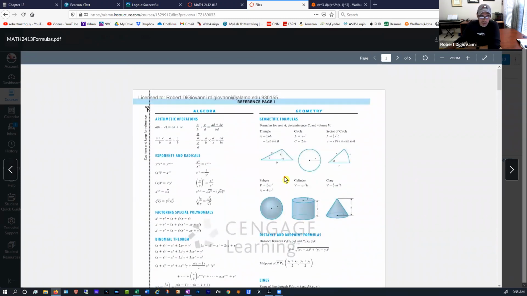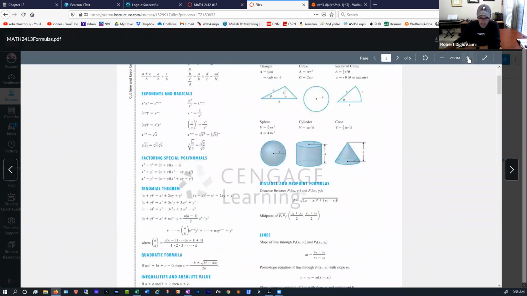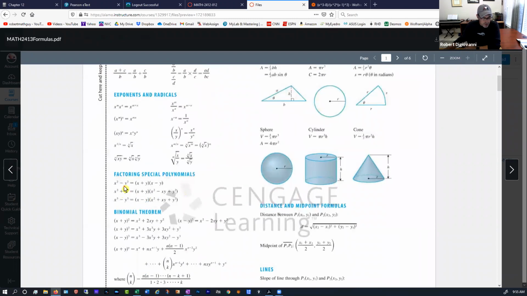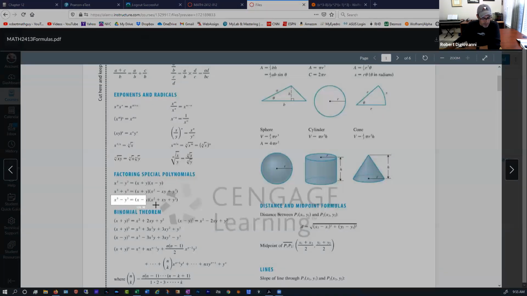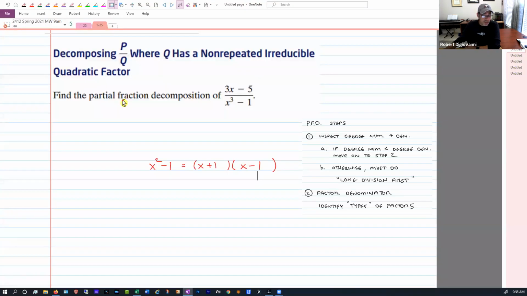So if you look at the first sheet here, let me see if I can zoom in on this. We have the special factoring formulas right here. And here we have the difference of cubes formula. I'll just do a quick copy of this and we'll bring it over to the notes. Now you still need to know that this is a difference of cubes, okay? You still need to recognize that it is, but then you can just use this formula.